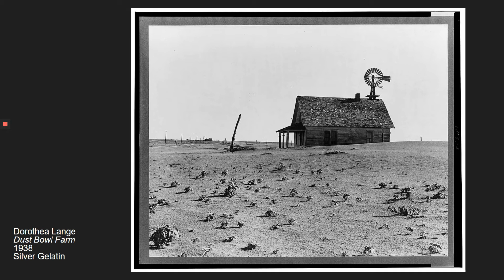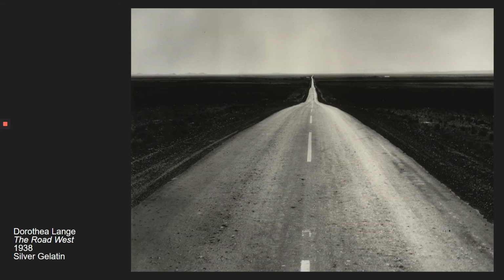And this is probably an image that some of you are familiar with as well. If you watched Courage the Cowardly Dog on Cartoon Network in the early 2000s, you're probably familiar with this scene. They kind of spoofed it. So providing very clear evidence of the conditions caused by the Dust Bowl. The road west. Very kind of barren, unforgiving kind of a scene, right?